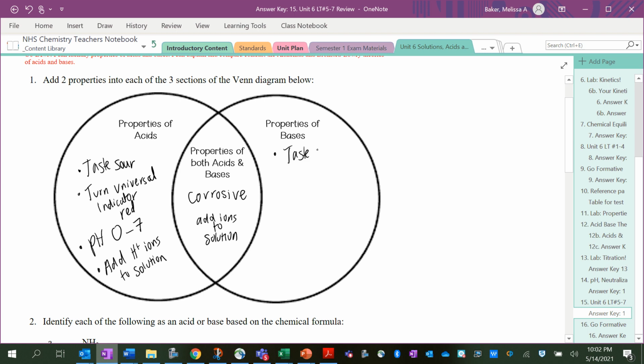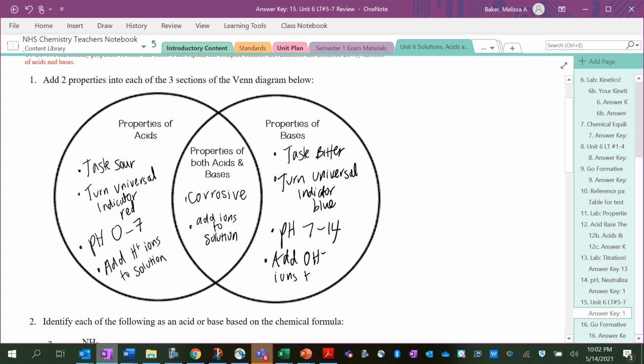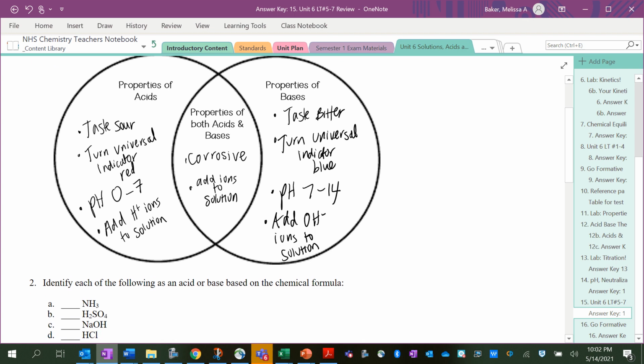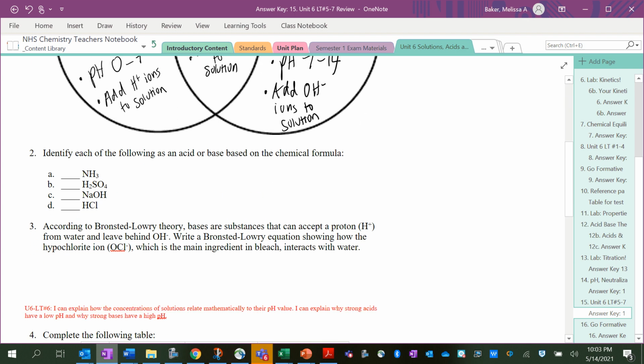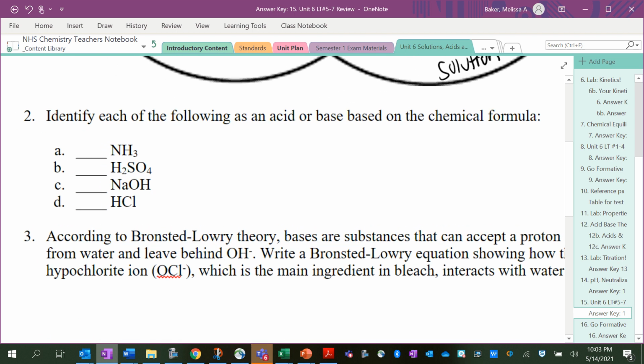Bases taste bitter. Bases turn universal indicator blue. They have a pH 7 to 14, and they add hydroxide ions to solution. So I added a few extra there. Identify each of the following as an acid or a base based on the formula.